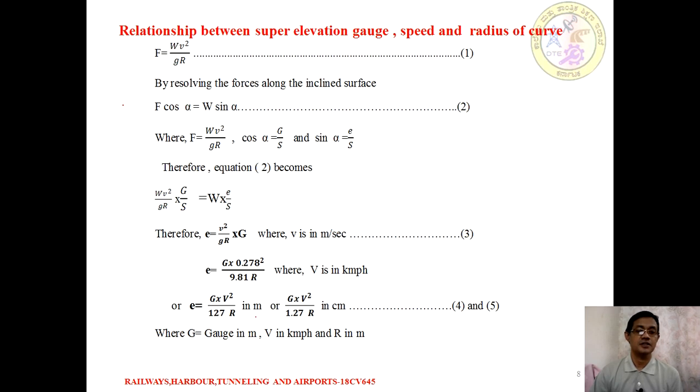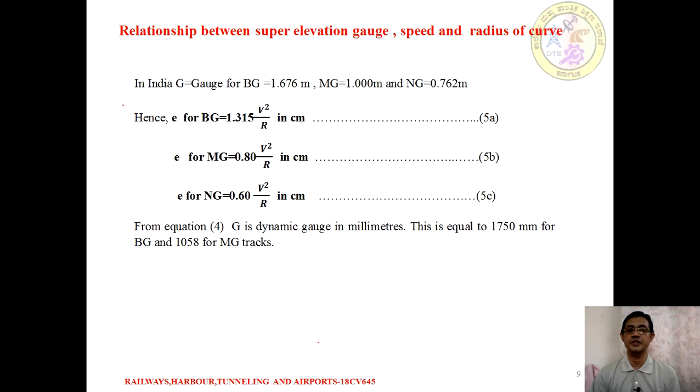Otherwise the standard formula, in terms of meter, is E equal to G V square by 127 R. If it is in centimeter, it is going to be G V square by 1.27 R in the denominator. Here G is the gauge measured in meter, capital V is the speed in kilometers per hour, and r is the radius of the curve in meter.